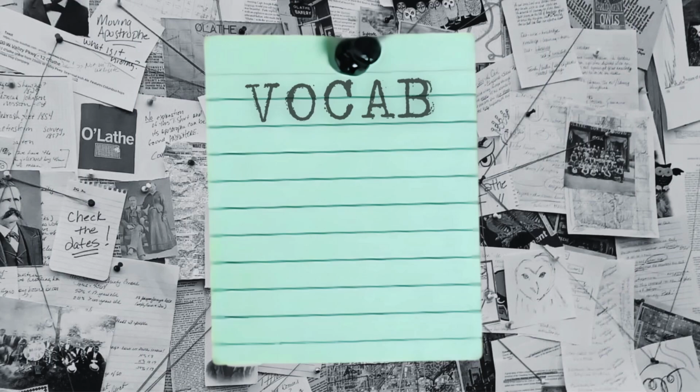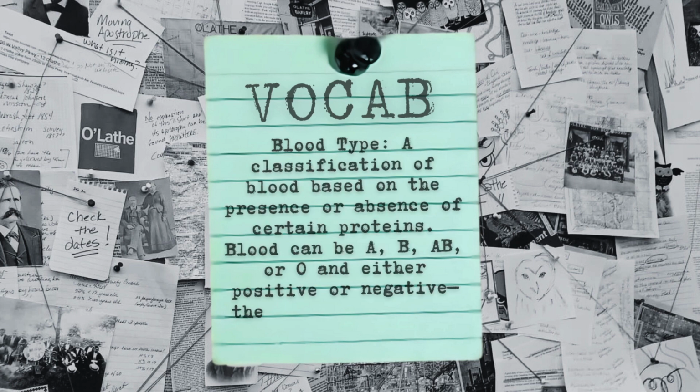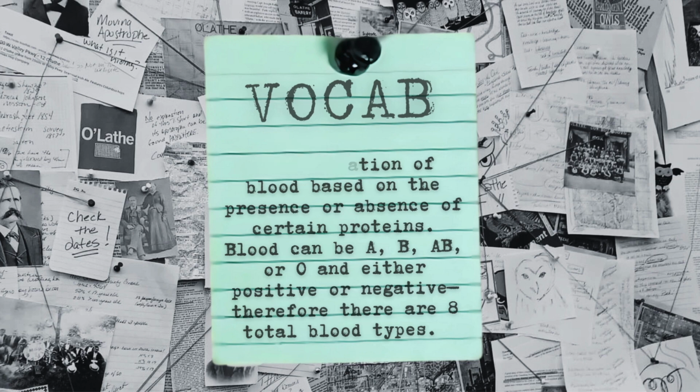Quite a few vocab terms this time around. Number 1, blood type, a classification of blood based on the presence or absence of certain proteins. Blood can be A, B, AB, O, and either positive or negative. Therefore, there are a total of 8 types of blood.